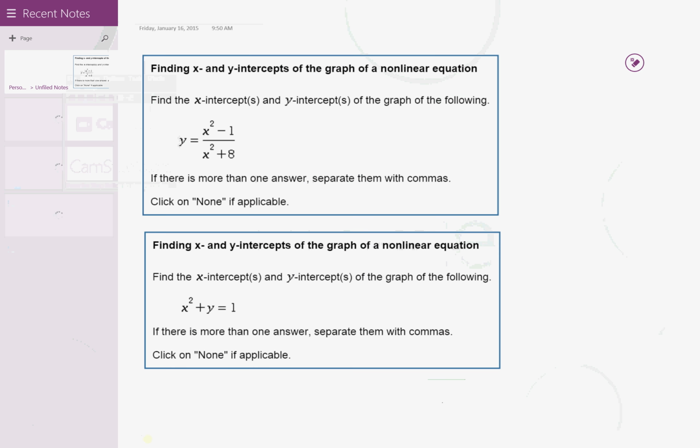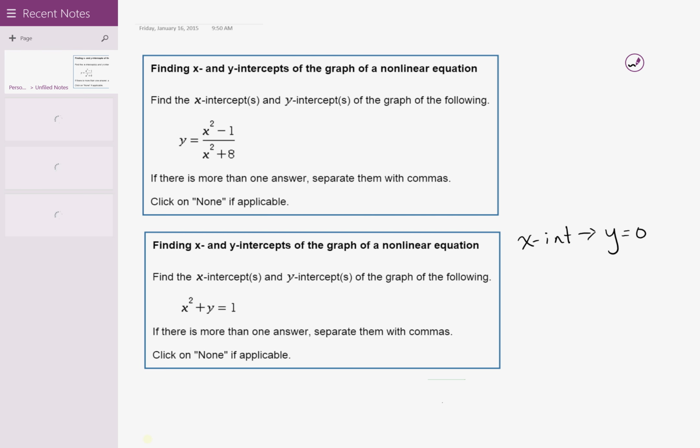We want to be able to find x and y intercepts of a graph when we're given an equation rather than the picture itself, and these are nonlinear examples. We're going to do the bottom one first. We know that the x-intercept happens when y is equal to 0.